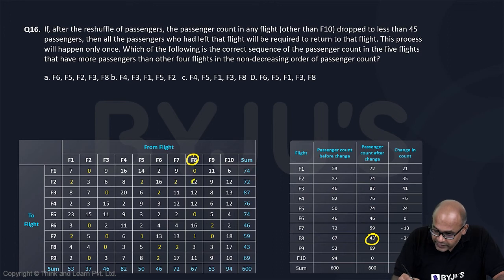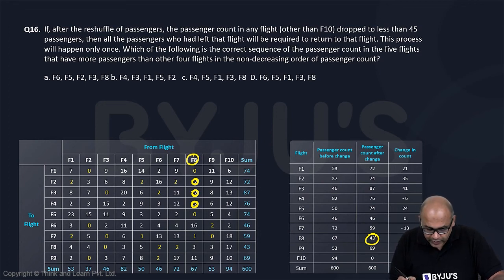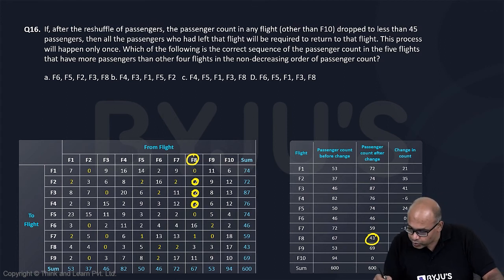So this will become a 0. In fact, all of them, F8, nobody is going anywhere because that is the only, okay, was it F8? Oh, sorry, F2. Passenger count after change.